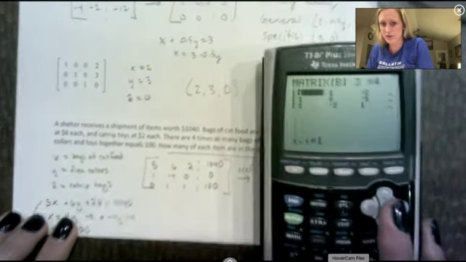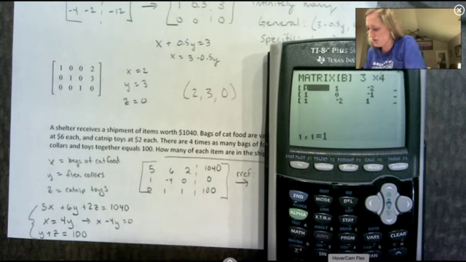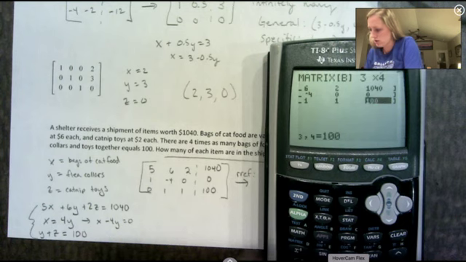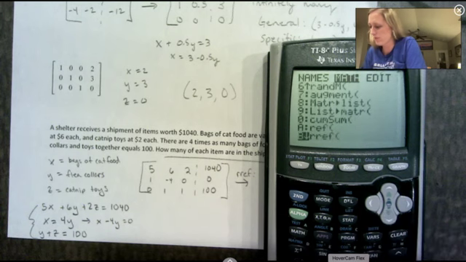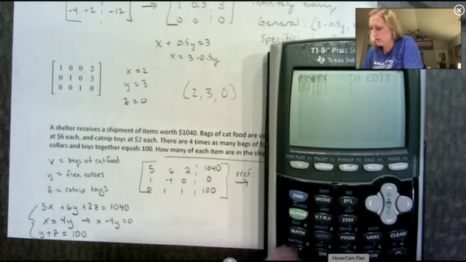Entering those values here, we have 5, 6, 2, 1040. 1, negative 4, 0, 0, 0, 1, 1, 100. Okay. Math, RREF, Matrix B.